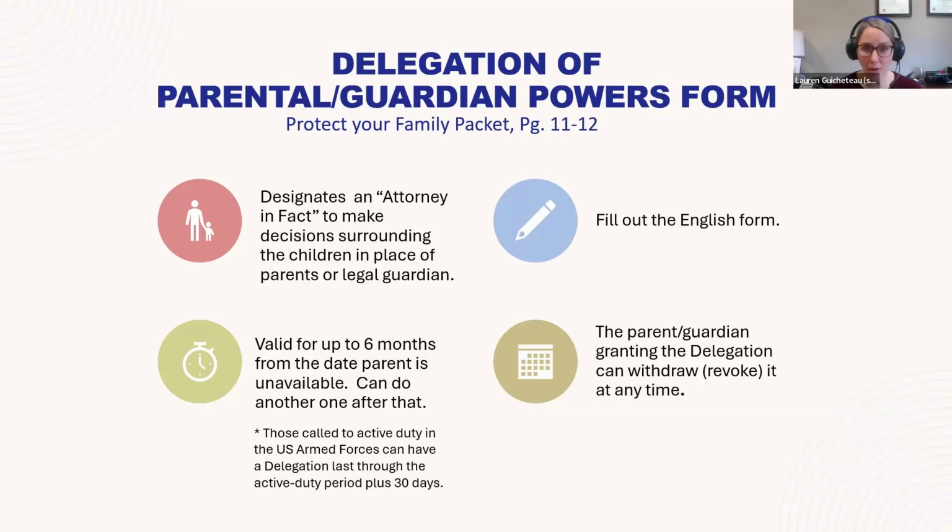It's also important to know that the parents or the guardian of the child can revoke it at any time. So if you're a parent and you designate a family member to be a caregiver, you become unavailable, the caregiver is taking care of your kids, but then you're able to take care of the kids again. You come back to the country or whatever happens, like if you're in a medical emergency and you recover, you can then revoke this at any time.